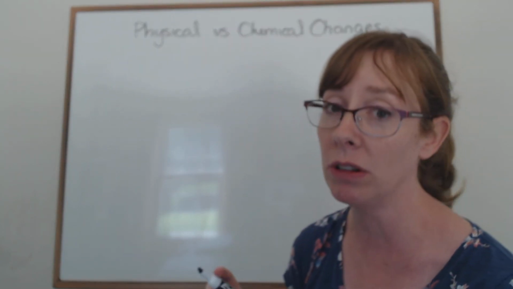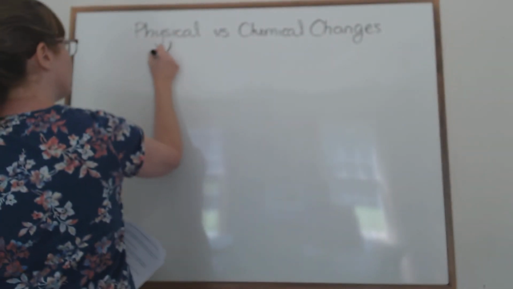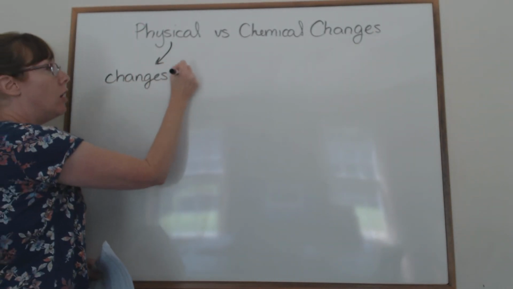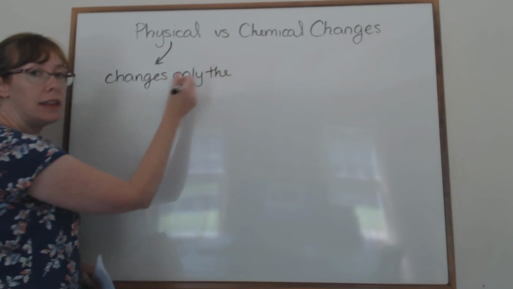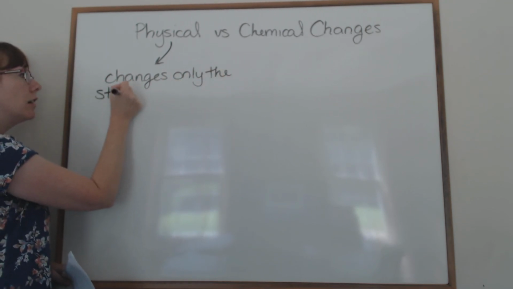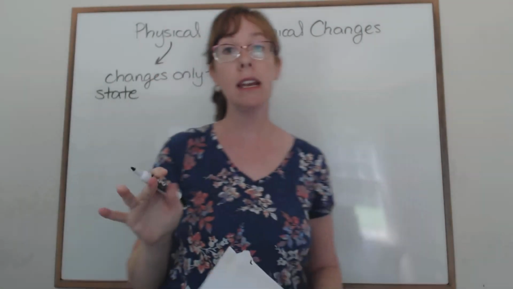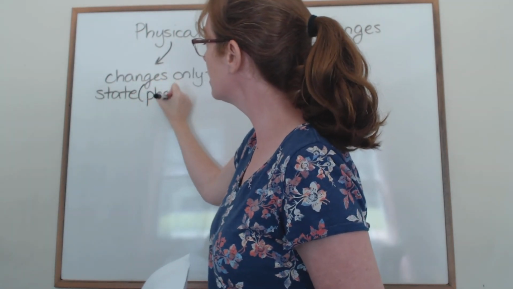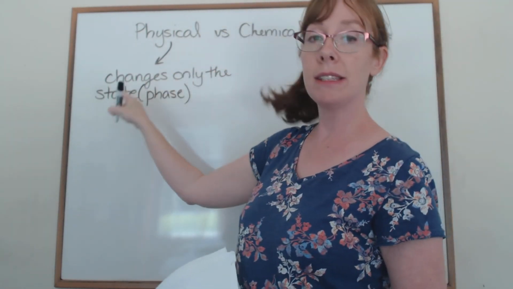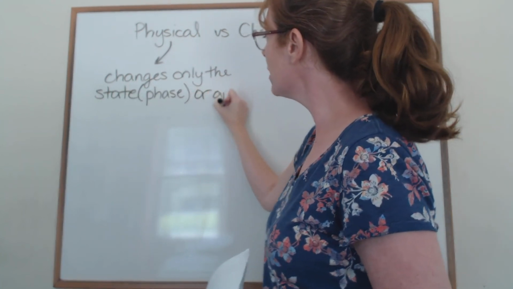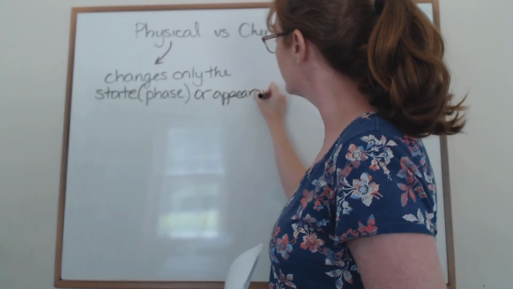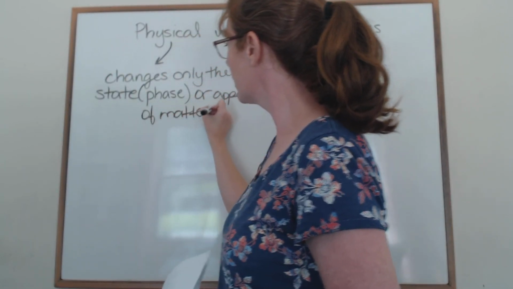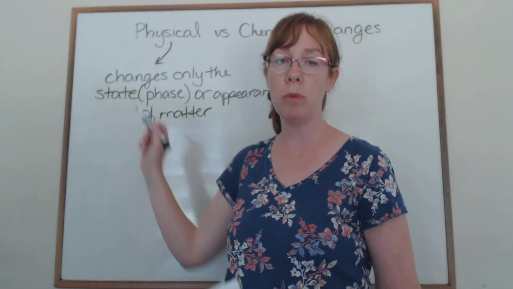Let's go ahead and start with physical changes. So a physical change changes only the state. And remember, the synonym for state in chemistry is phase. So I'll just put that in parentheses. Changes only the state or appearance of matter. So let's start with the first part.